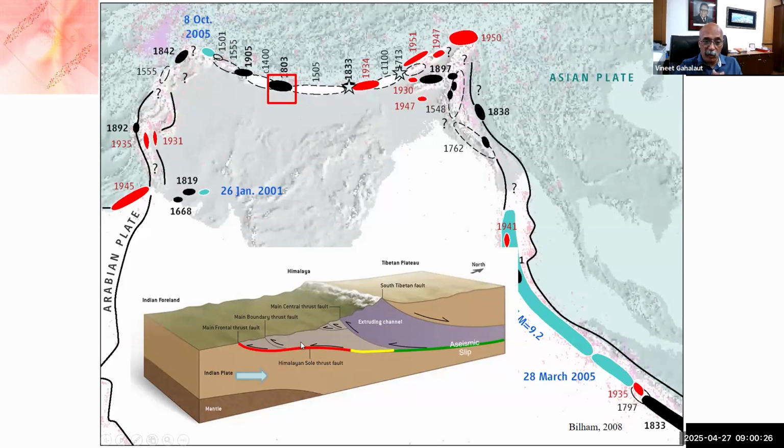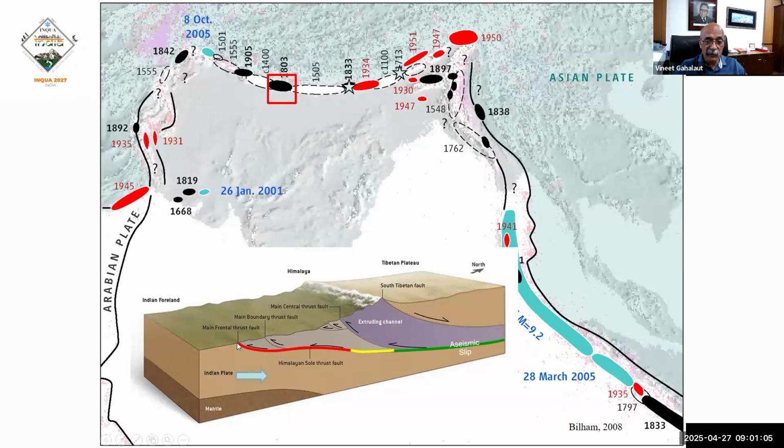So what happens is that during most of the time, this portion of the fault remains locked. It accumulates strain, and whenever the strain exceeds the strength of the rocks, the earthquake occurs. And when a great earthquake occurs, the entire main Himalayan thrust, right up to the main frontal thrust, slips. Examples are the 1950 Assam earthquake, magnitude 8.6, the 1934 Bihar-Nepal earthquake, or even 1905.